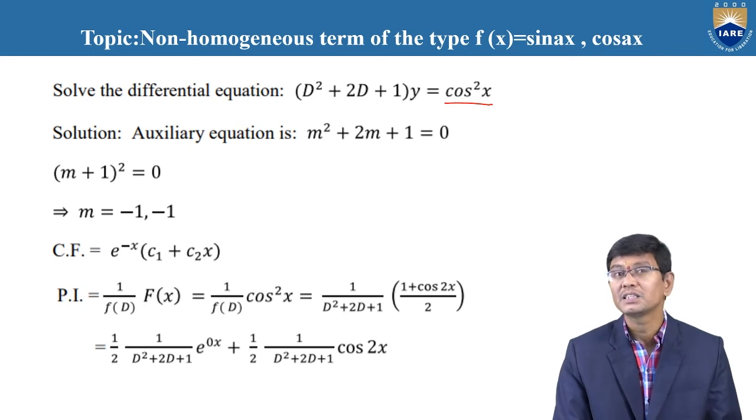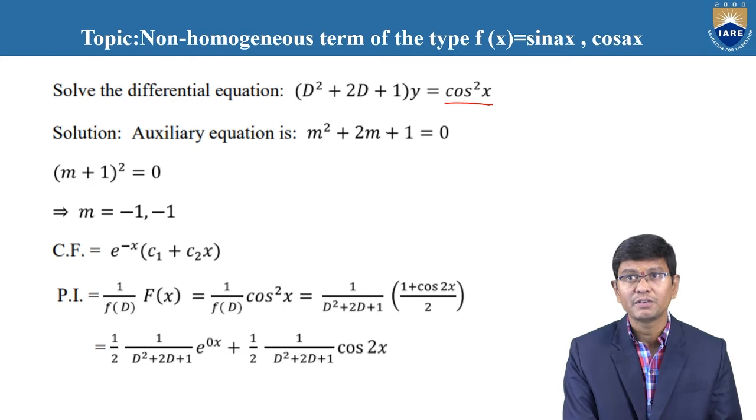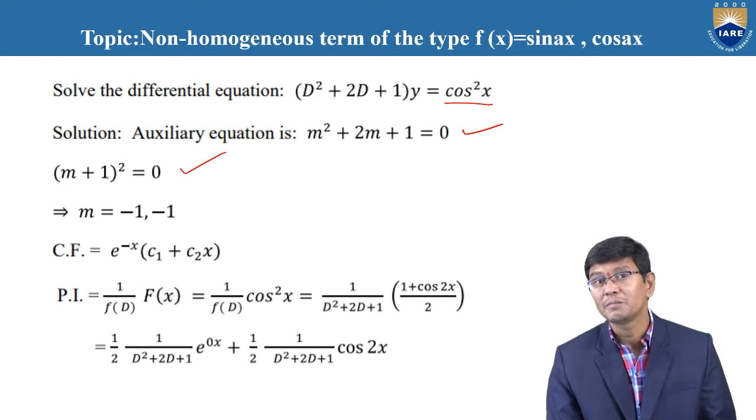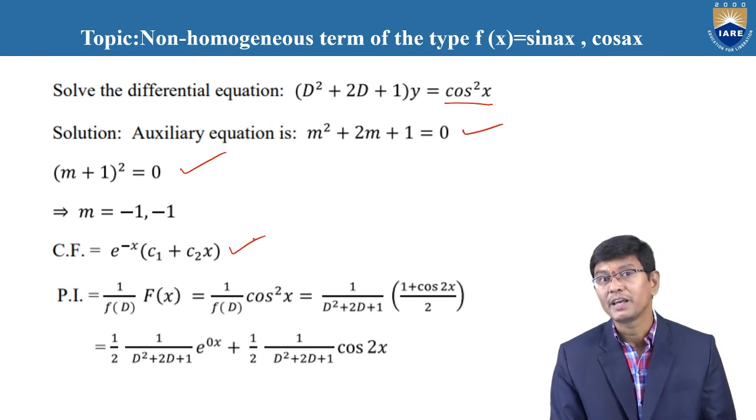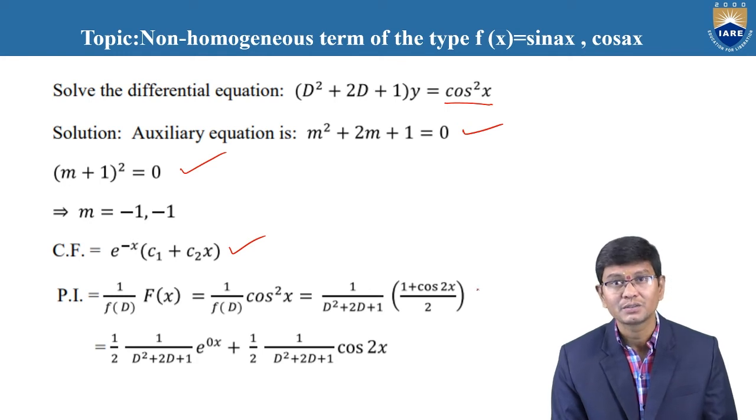But before going to discuss that, we need to find out the complementary function. That is, first we need to find out the auxiliary equation. That is m square plus 2m plus 1 is equal to 0. Therefore, m is equal to the repeated roots, minus 1, minus 1. With the help of the repeated roots, (c1 plus c2 x) into e power of minus x, or nothing but e power minus x into (c1 plus c2 x) also.